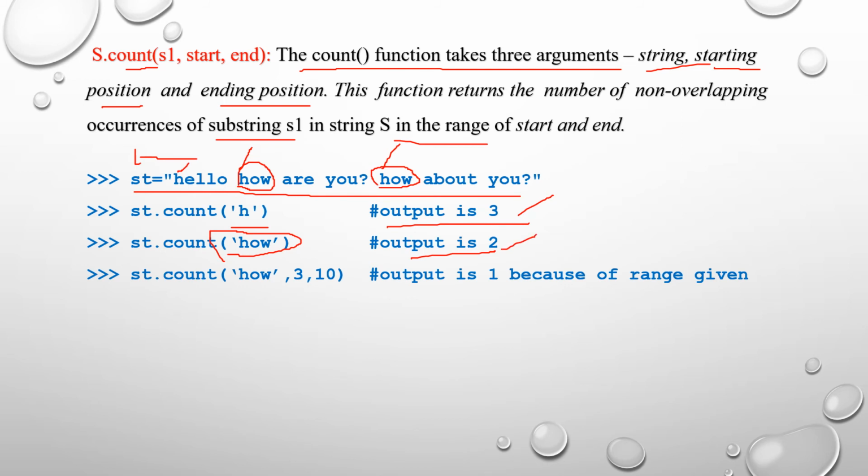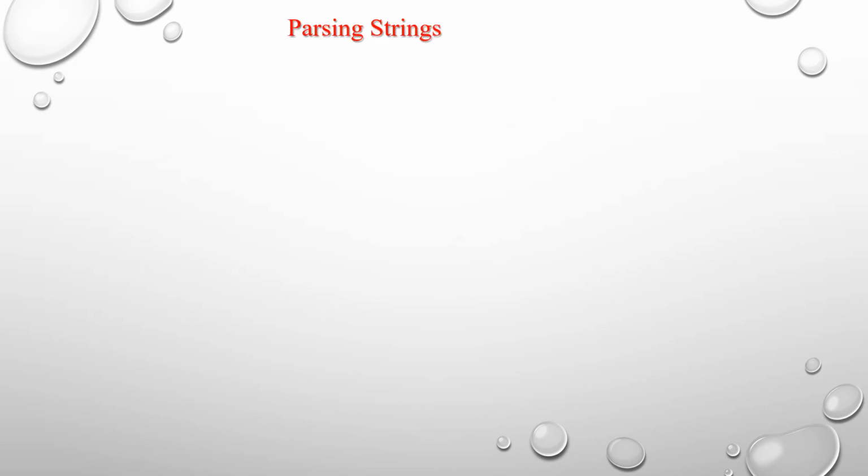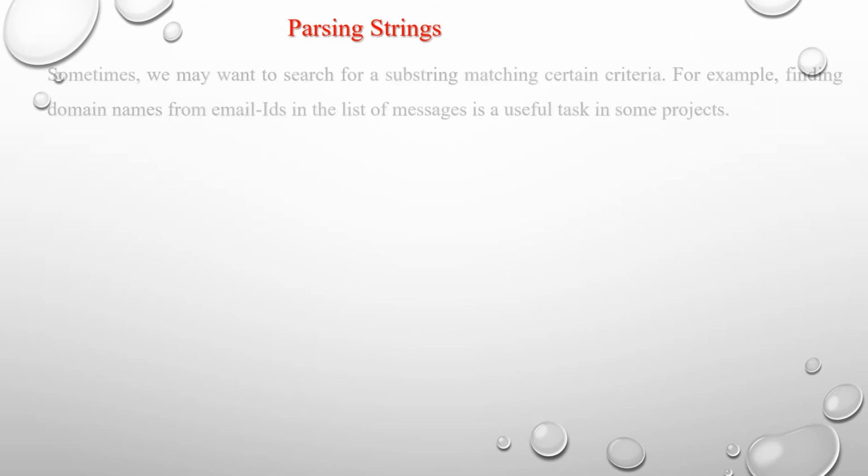Again st.count("how", 3, 10). This is the starting index value and 10 is the end index value. So from the 3 to 10 range, the number of occurrences of the string available is 1, because the range is given. So this is the use case of the count function. There are many more built-in methods for string classes.